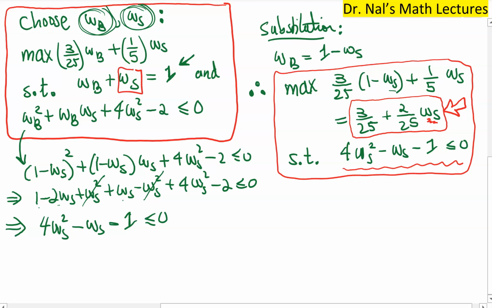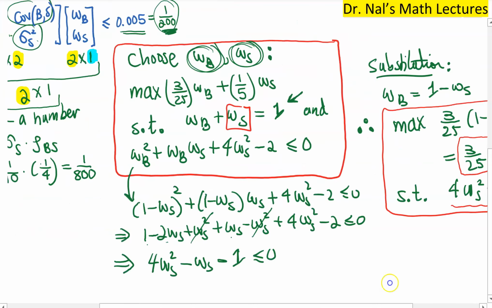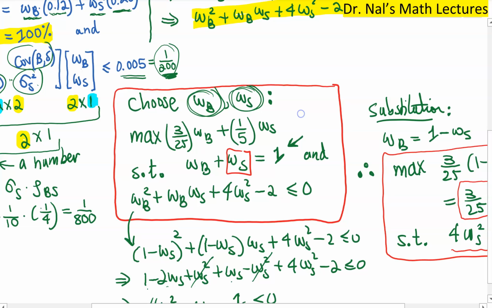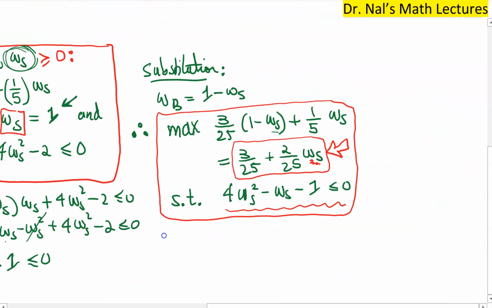Assuming WB and WS are both greater than or equal to 0. Maybe I should have mentioned that earlier. I'm just constructing portfolios with no short sell. So find weights WB and WS which are greater than or equal to 0. So that condition is important. So the revised problem is now this: WB and WS greater than or equal to 0 such that, and now the newest version is this, right?